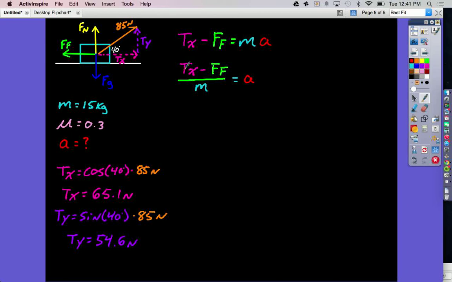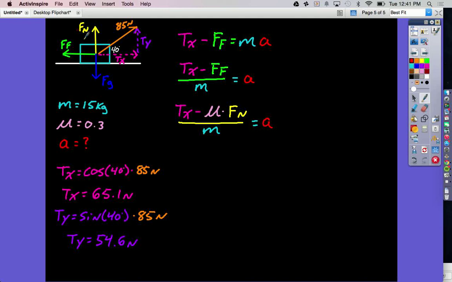We know what tension in the x is. We just solved for it a second ago. But we don't know what force of friction is. But we have an equation for it. So tension in the x minus friction, which is the coefficient of friction times the normal force, all divided by m, will give us acceleration. But the problem is, we have tension in the x, the coefficient of friction, and the mass, but we don't have the normal force. We have to solve for the normal force, and we have to add up our up and down forces in order to do that.